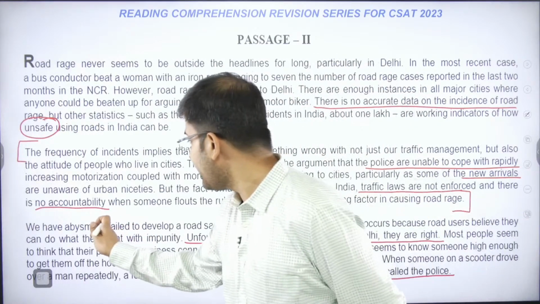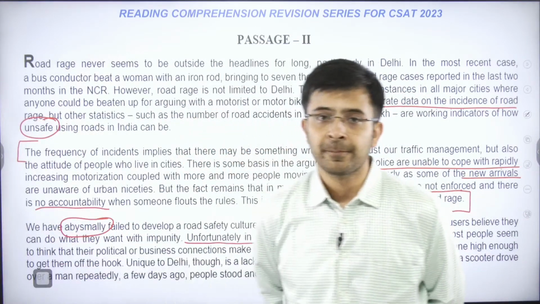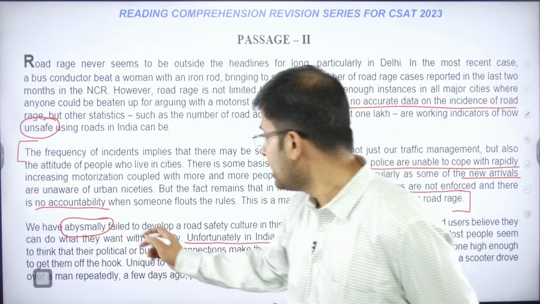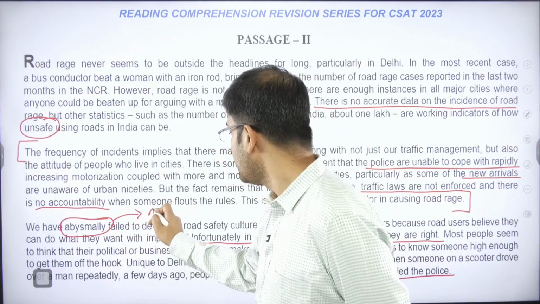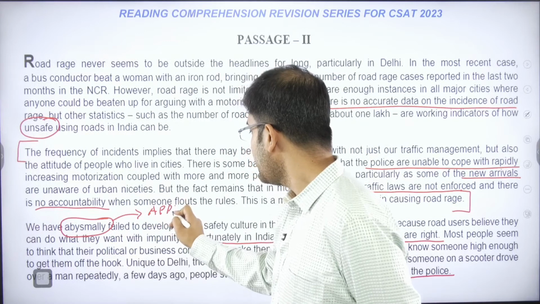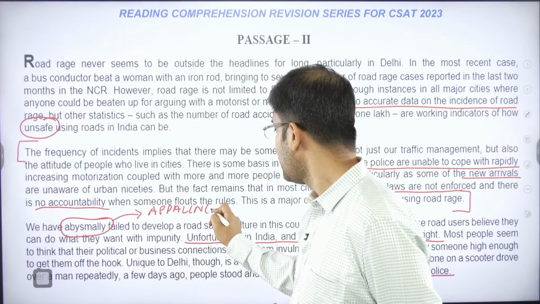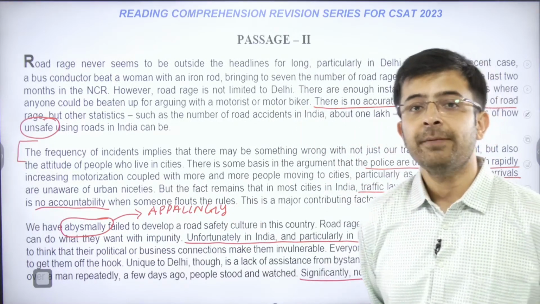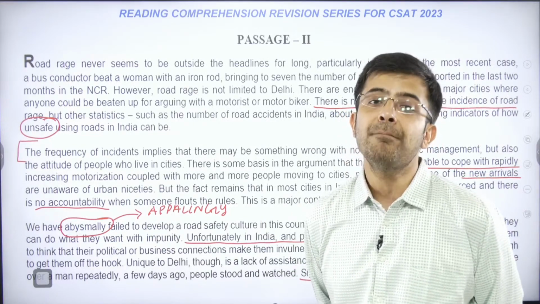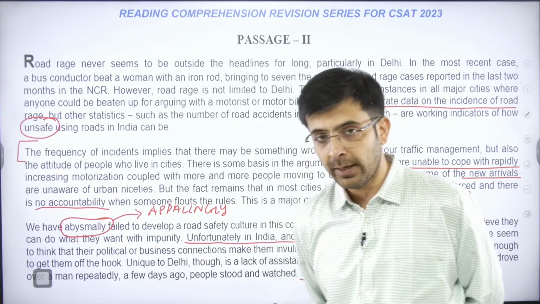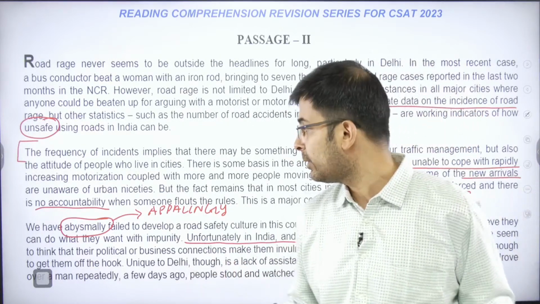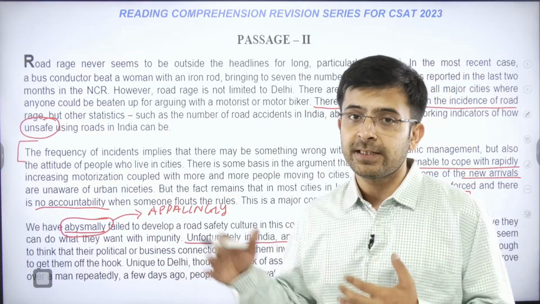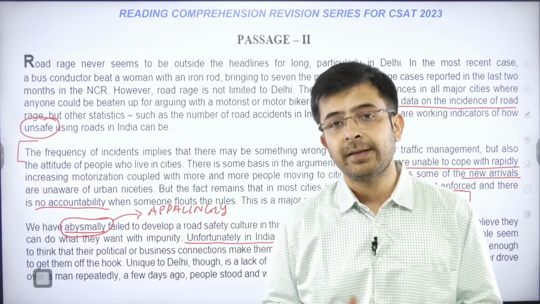Thereafter, the next passage. We have abysmally failed to develop. What does abysmally mean? Abysmally is essentially appallingly, in a bad manner. We have failed very badly. That's what the author is trying to say. We have completely and totally failed. That's the sense the author is trying to convey with the word abysmally, and that's the position the author has taken vis-a-vis road rage containment in India.